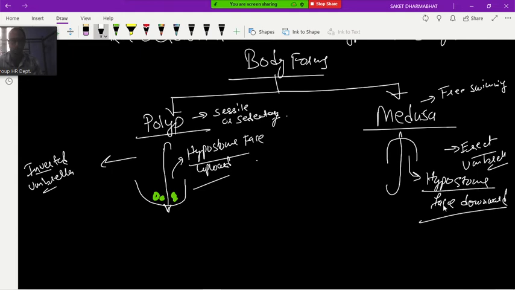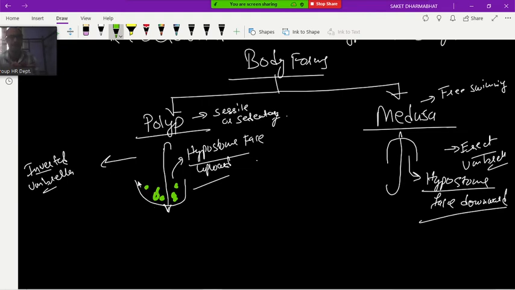Hypostome face downward. Clear up to here? Now one more thing you tell me. This polyp form can't go from one place to another place. So what will it do? It will gather what? Food. Okay. You can gather something in the inverted umbrella from the shop.